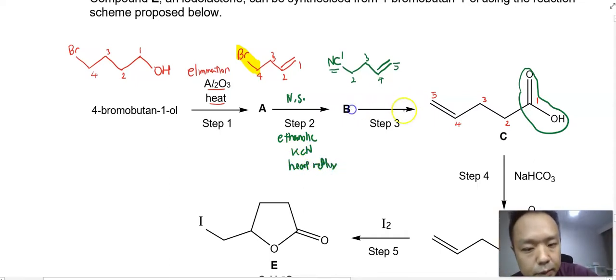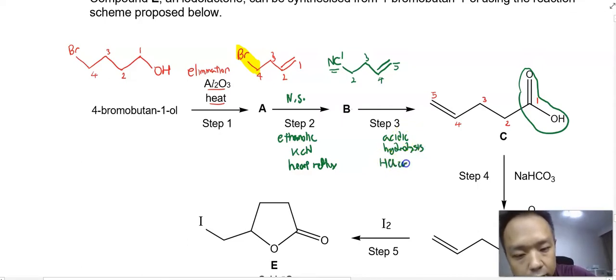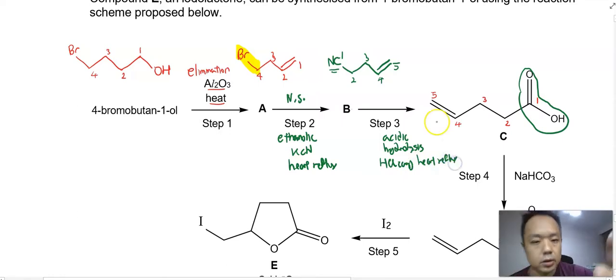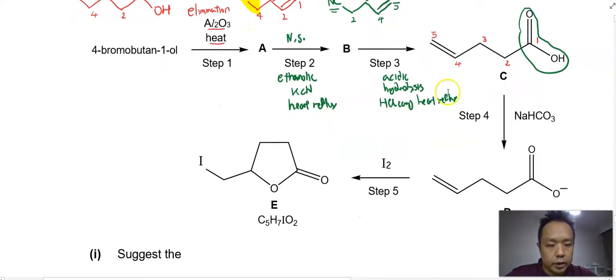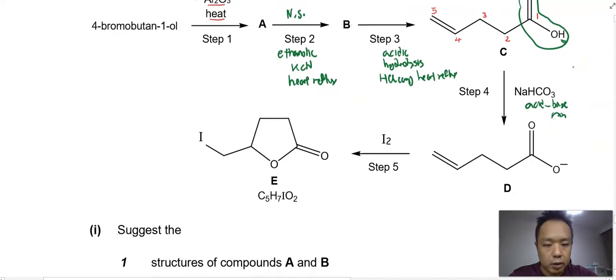Then B to C is basically acidic hydrolysis. Okay, you use HCl aqueous, heat under reflux. Okay, and let's convert your CN to COOH. Okay, in step 4, NaHCO3 basically removes the H+. It's your acid-base reaction. You deprotonate the carboxylic acid, and then with I2, you get this compound.